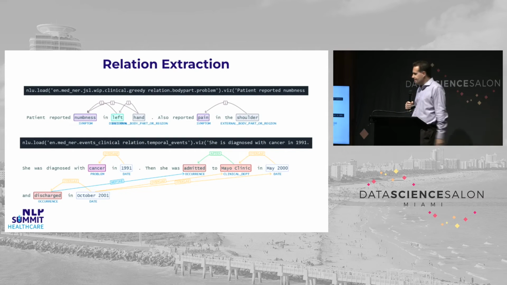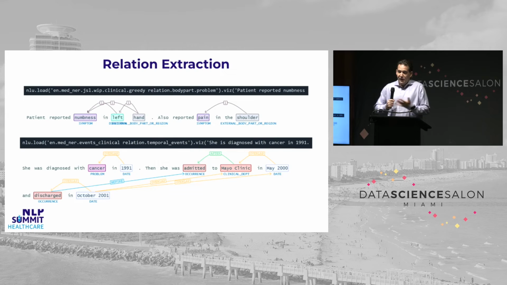So the third important asset I want to talk about, that you need in almost every single use case, is relation extraction, which is being able to understand relationships between entities, and more specifically semantic relationships. If you have a sentence like this: someone has numbness in the left hand and pain in the shoulder. If I just have the entities, I need to know: is the numbness in the hand or in the shoulder? You mentioned multiple body parts and multiple symptoms.